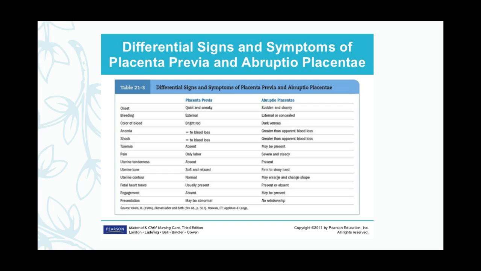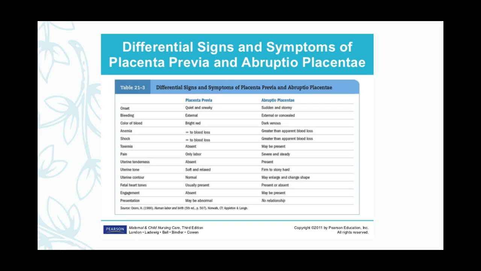The onset of abruptions is sudden and stormy. The bleeding can be external, so you may see vaginal bleeding, or it could be concealed, meaning within the uterine cavity and you can't actually see it. The color of the blood tends to be very dark and venous looking. They do have anemia and shock, and it's greater than the apparent blood loss.